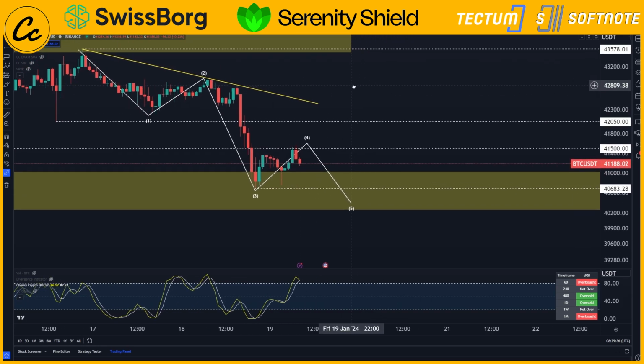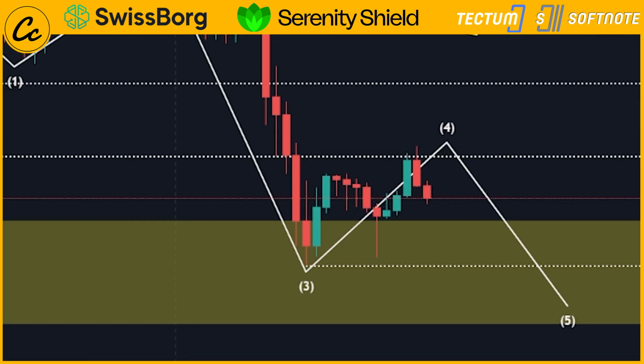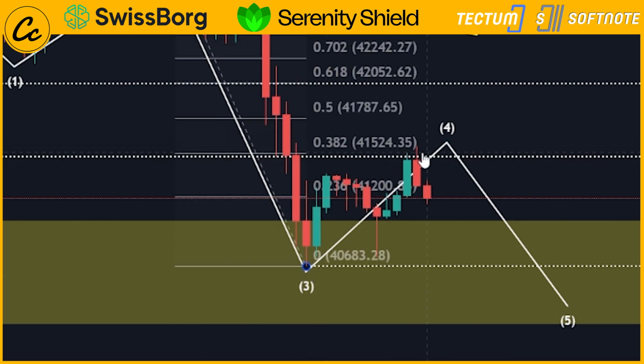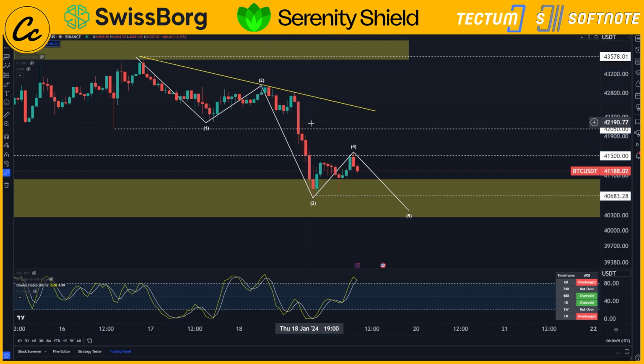Now, if I remove this fib, you can see that obviously it's a 1, 2, 3, 4, 5. The wave 4 typically will retrace 38.2% of this move here, and you can see that is exactly where we got rejected. This was 41,524, and you can see that we wicked up to a high of 41,576, and obviously no closed positions above 41,500. I'd be quite happy to say it looks like the wave 4 is complete right here.